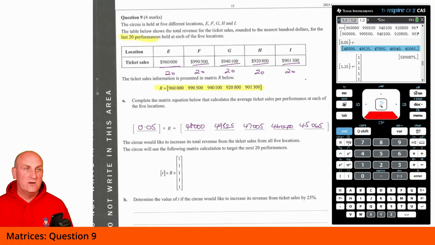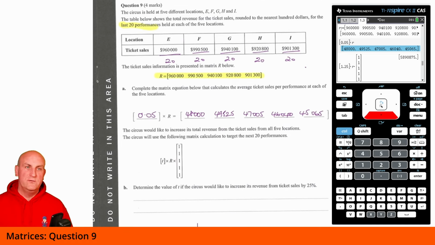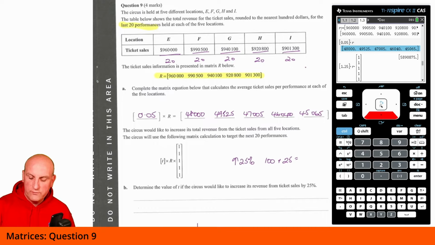The question goes on to say the circus would like to increase its total revenue from the ticket sales from all 5 locations. The circus will use the following matrix calculations to target the next 20 performances, T times R times 1, 1, 1, 1, 1. Right, well, this one here is basically just a summing matrix. R we've already defined here, so T is what we're looking to try and do. Determine the value of T if the circus would like to increase its revenue from ticket sales by 25%. So if I want to increase by 25%, I've started with 100, I'm adding on the 25, which gives me 125% of what I started with. Divide that by 100, gives me a multiplier of 1.25. So T in that situation is 1.25.